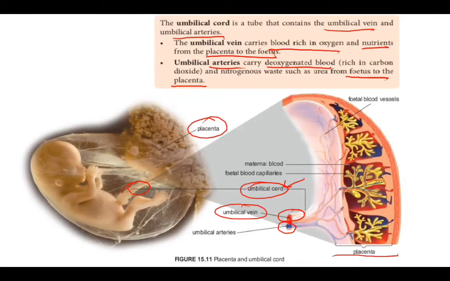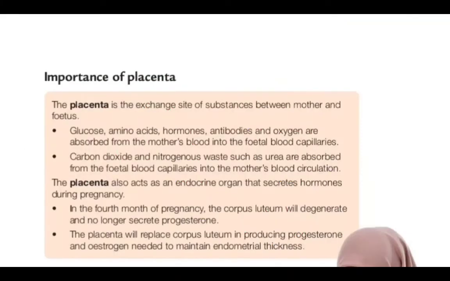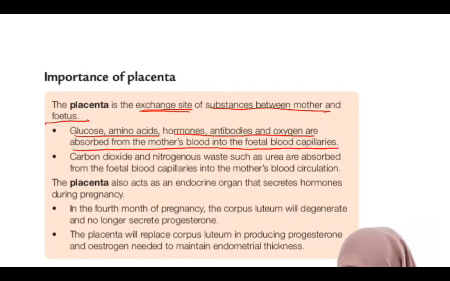This is the placenta, and this is the fetal blood vessel, the fetal blood capillaries, and here is the mother's blood. What is the importance of the placenta? This is the exchange site of substances between the mother and the fetus. Glucose, amino acids, hormones, antibodies, and oxygen are absorbed from the mother's blood into the fetal blood capillaries. Carbon dioxide and nitrogenous waste such as urea are absorbed from the fetal blood capillaries into the mother's blood circulation.